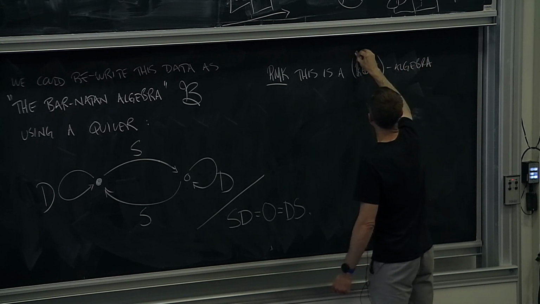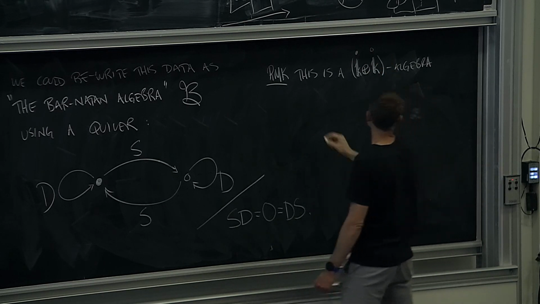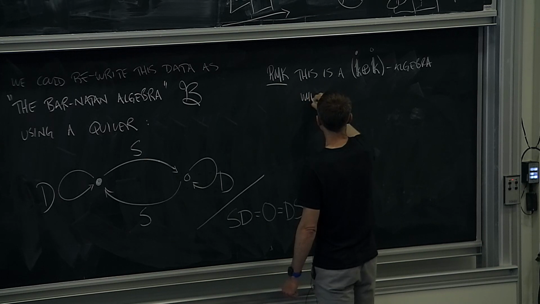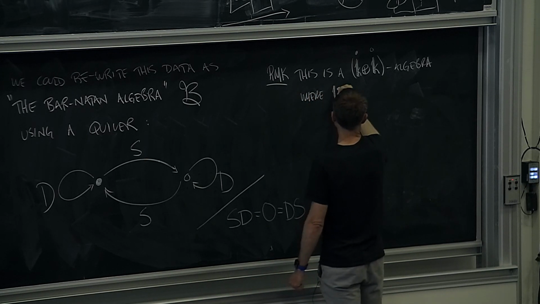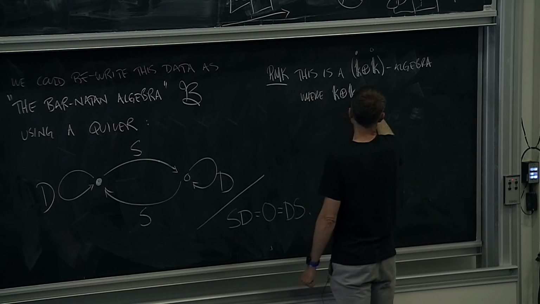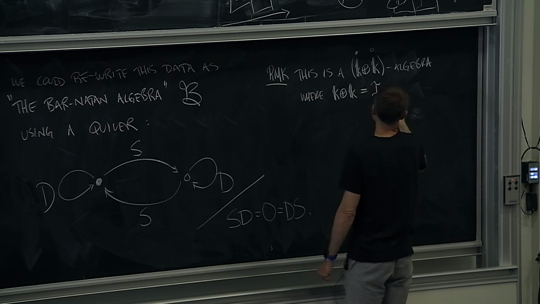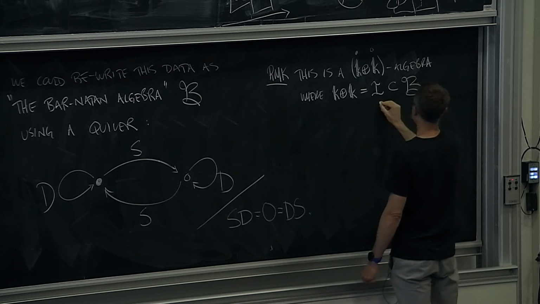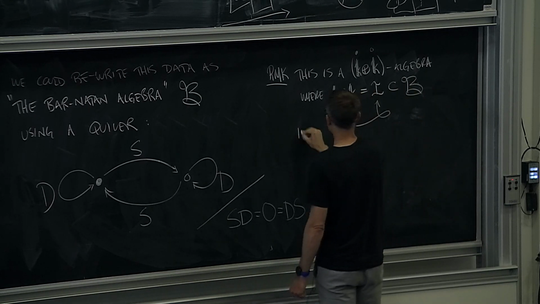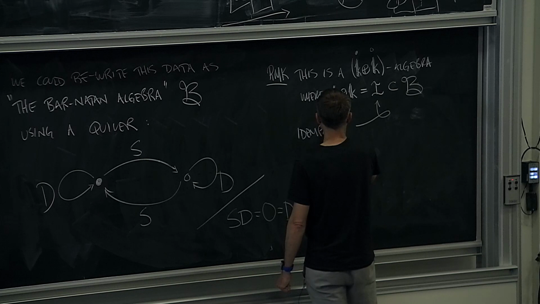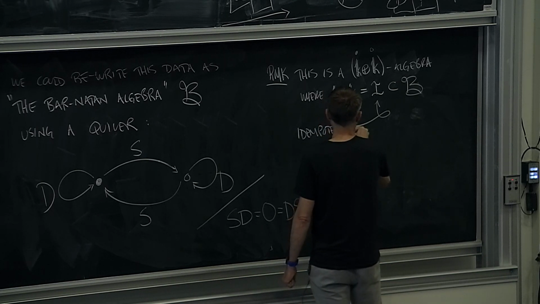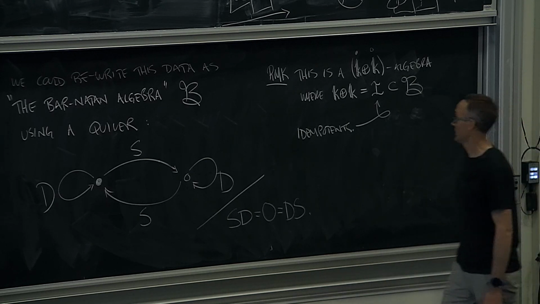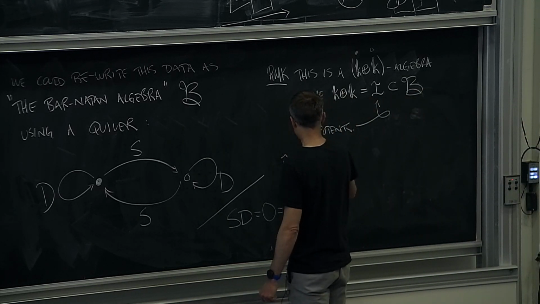I have a couple of copies of K here, one for each of the idempotents. This is where K plus K is agreeing with the subset of idempotents inside these. This is the idempotents. Okay, so now what I want.